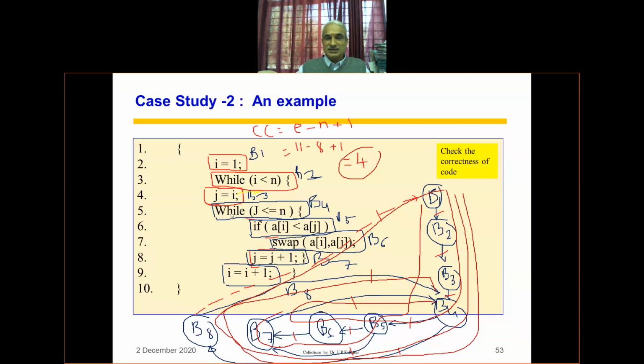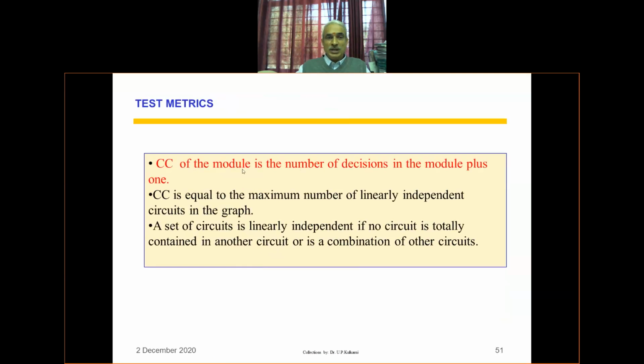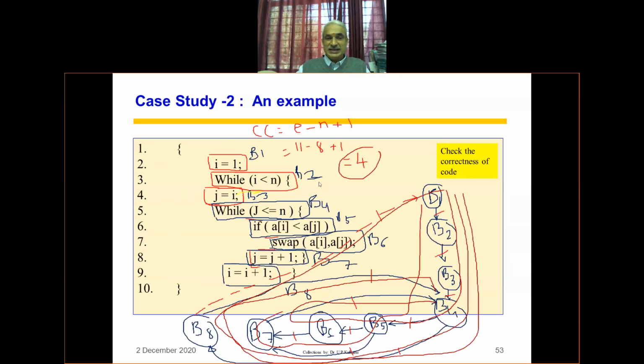Are you clear about that? So it speaks about, look at that, I told you, the number of decisions in the module plus 1. Now you can very easily understand how many decisions there are. Okay, here is one while, here is another while, here is another if. How many such things should be there in a module?